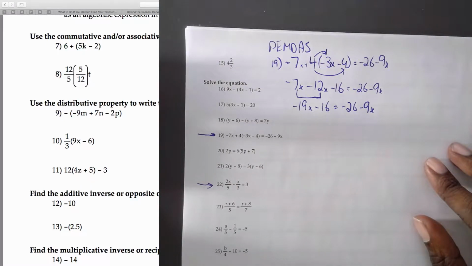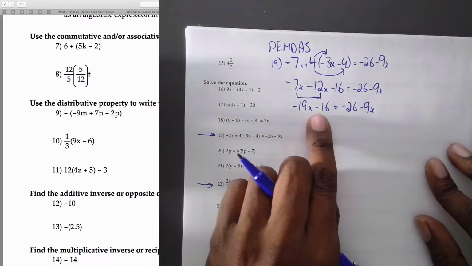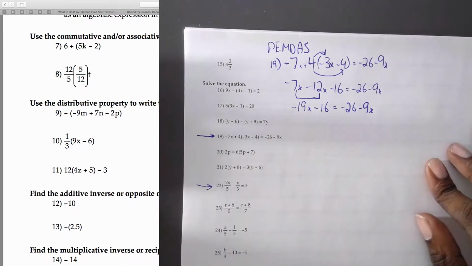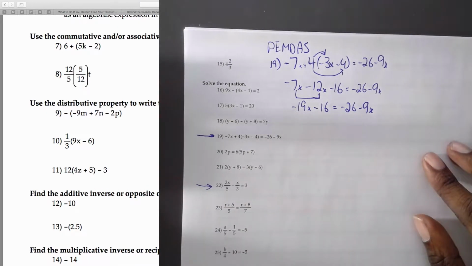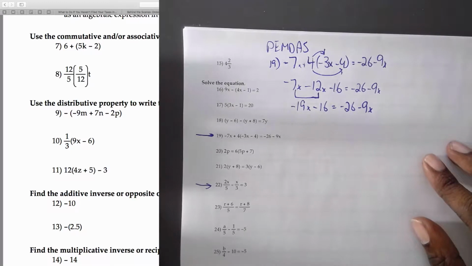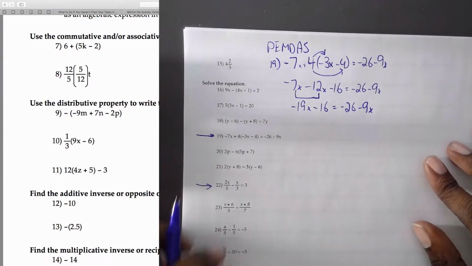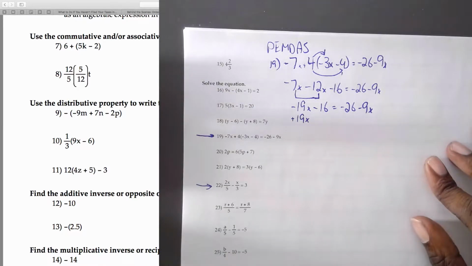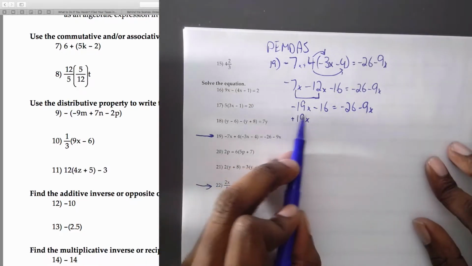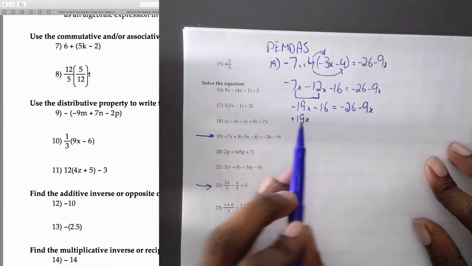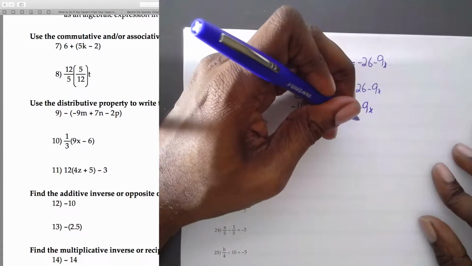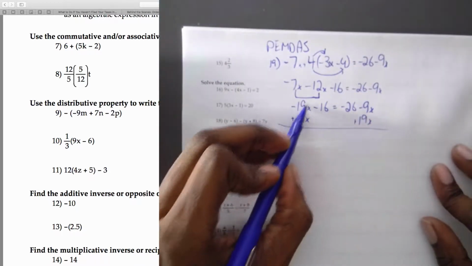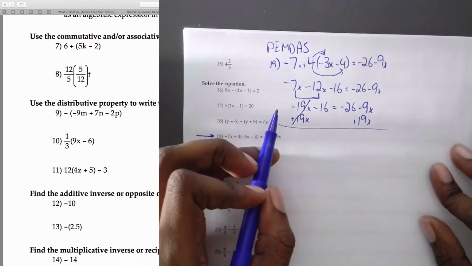Okay? And at this point, it's kind of up to you what you want to do. Some people add the 16, some add 26, some add 9, some add 19. I like to do what will make the x positive. I like to start from the x side, and what would make the x positive would be doing the opposite, the additive inverse of negative 19, which is a positive 19, and of course, whatever I do to one side, I have to do to both. So that's going to cancel. That's going to cancel out.